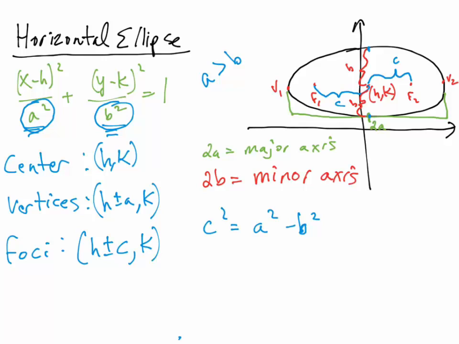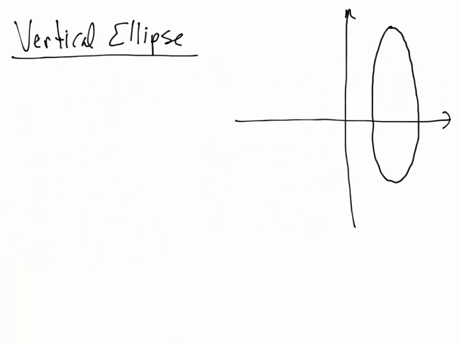A vertical ellipse is going to be reversed. The larger value, the larger denominator, which is a, is going to be under the y term. So let's check out the vertical ellipse. All right, so my vertical ellipse looks something like this. We still have a center of h, k. We have two focal points. Let's call those f1 and f2. And then I have two vertices, v1, let's say down here, v2 over here.